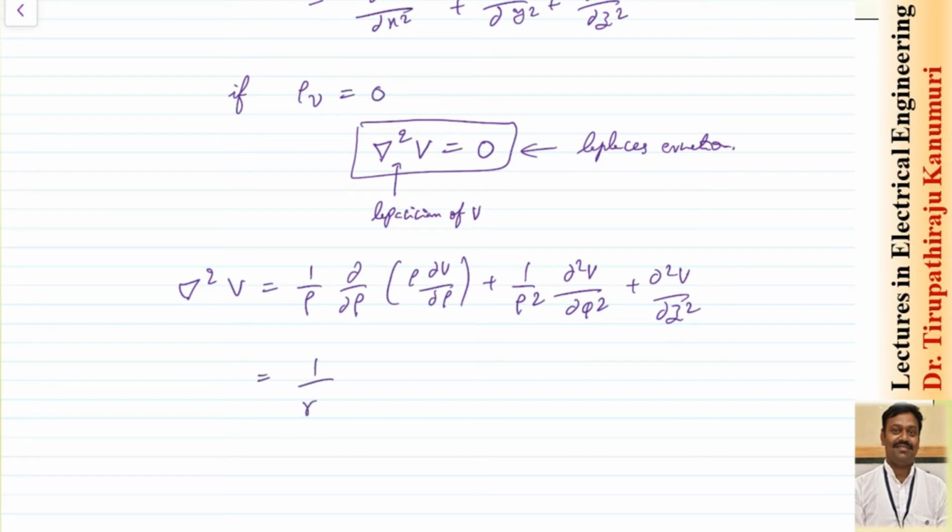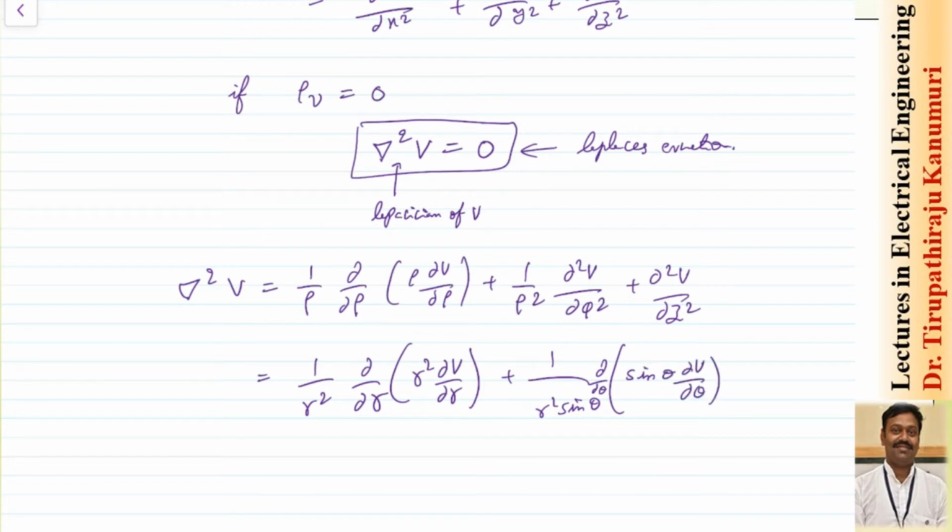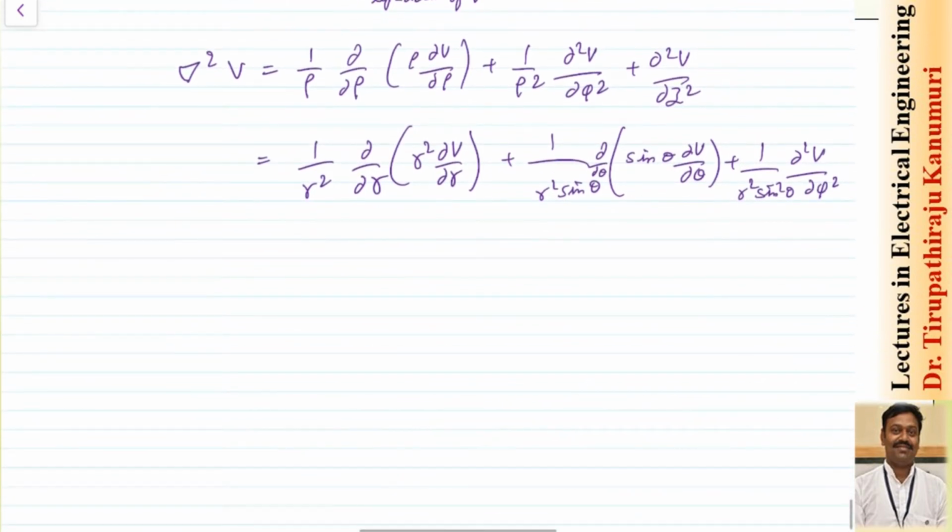Similarly, this can be written as 1 by r square into dou by dou r of r square dou V by dou r, plus 1 by r square sin theta into dou by dou theta of sin theta into dou V by dou theta, plus 1 by r square sin square theta into dou square V by dou phi square. This is in the spherical coordinate system. So in this way you have to calculate.